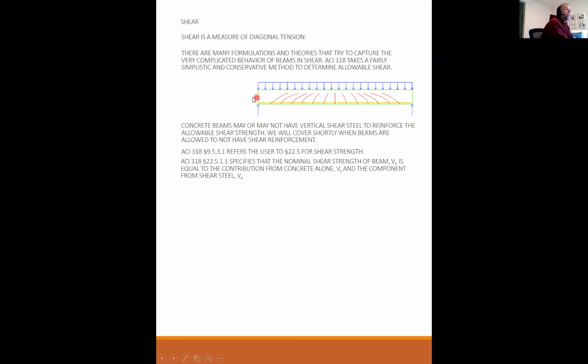If you had no shear steel in this beam whatsoever, it would have a sizable strength, a significant strength, just from the capacity of the concrete. But if you took the same beam and put shear ties in it, then you're going to get even more strength. So we add the two components together.